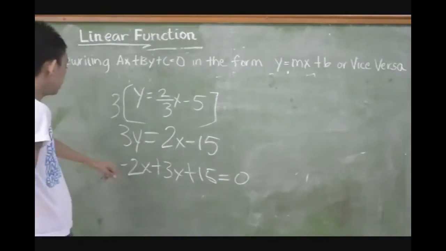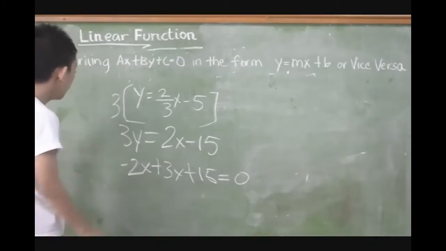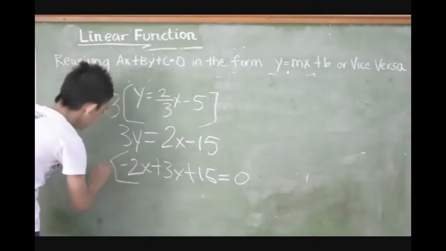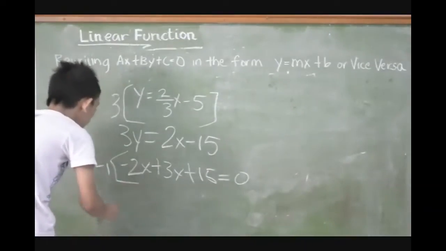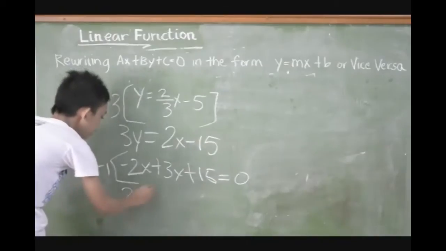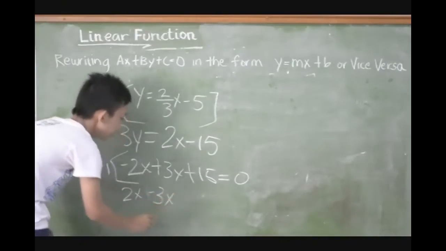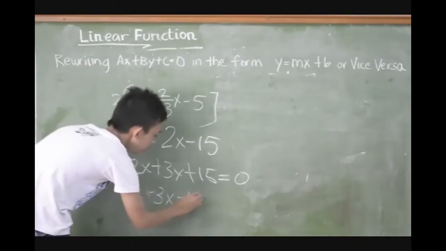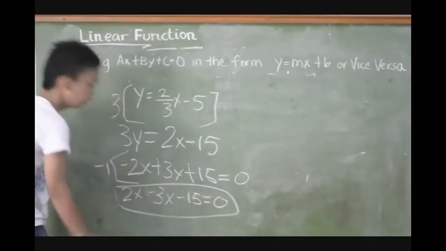It is said that negative 2x is not allowed, so I will multiply this by negative 1. So that negative 2x becomes 2x, minus 3y minus 15 equals 0. And this is the standard form.